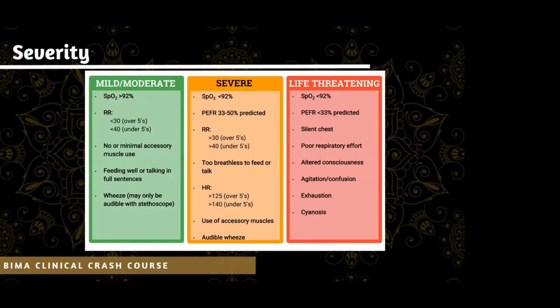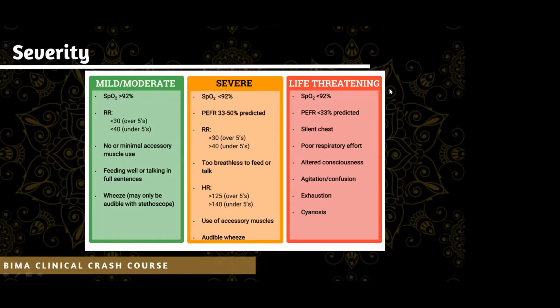Essentially, life-threatening asthma is this one here. It's when your O2 is less than 92%, your peak flow is less than 33% of your predicted value, and that's done on the little peak flow chart. Your chest might be silent, which means you can't necessarily hear a wheeze, and that's really worrying. People can be making poor respiratory effort because they're tired, so that's where the exhaustion comes in. They may have altered consciousness because they're so exhausted or so focused on just being able to breathe that they might have a GCS of 13, 14.